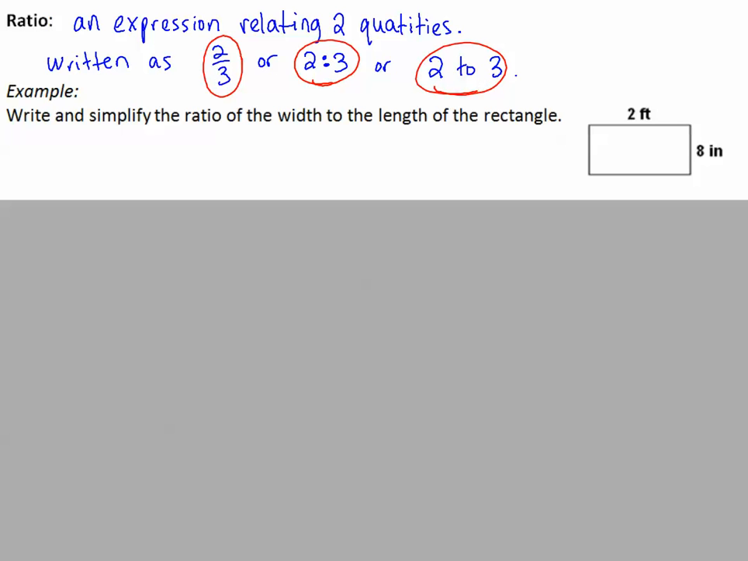Let's look at this more simple example. Write and simplify the ratio of the width to the length of the rectangle. The width to the length. Now, normally the width and the length can be interchanged in a rectangle, but let's consider the width being the short side, and the length being the long side, even though they can go either way. So if I write the ratio, it's simpler to write it as a fraction.